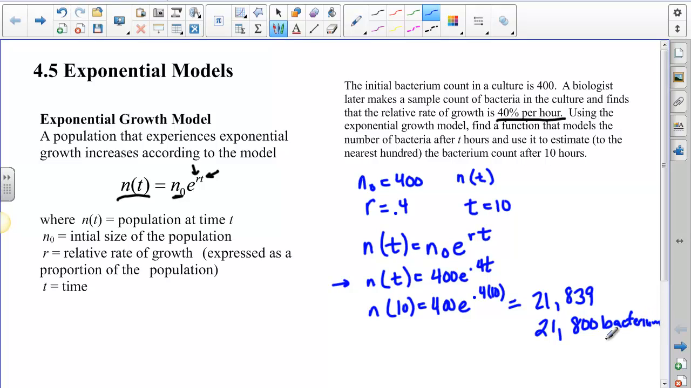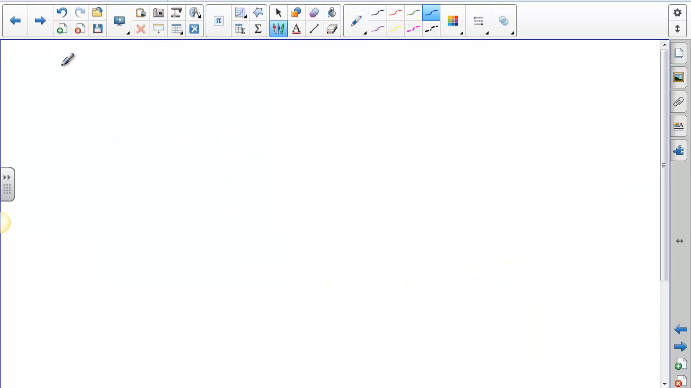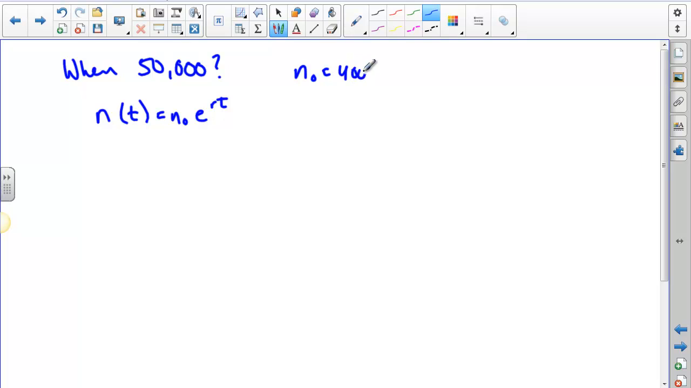Now that's one way that we can solve this problem. Another type of problem like here would say, well, how long until we reach 50,000 bacteria? That's essentially our question. Again, same idea. We're going to do N of t equals N sub 0 e to the rt, knowing that we started with 400 bacteria and that the growth rate was 40%.